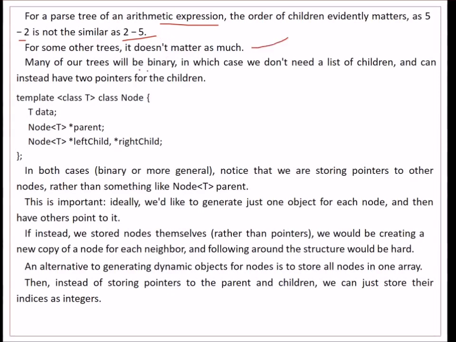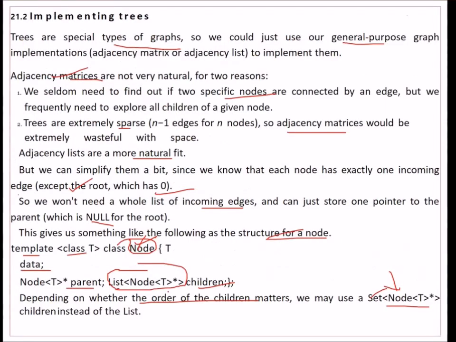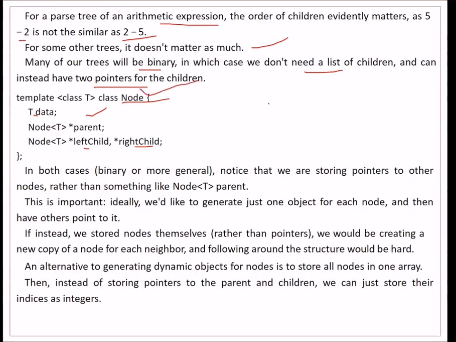So many of our trees will be binary. So we don't need a list of children and can instead have 2 pointers for the children. For example, this is the node, this is the data, and you have a parent, a left child and a right child. And in both cases, you should notice that we are storing pointers to other nodes rather than the nodes themselves.